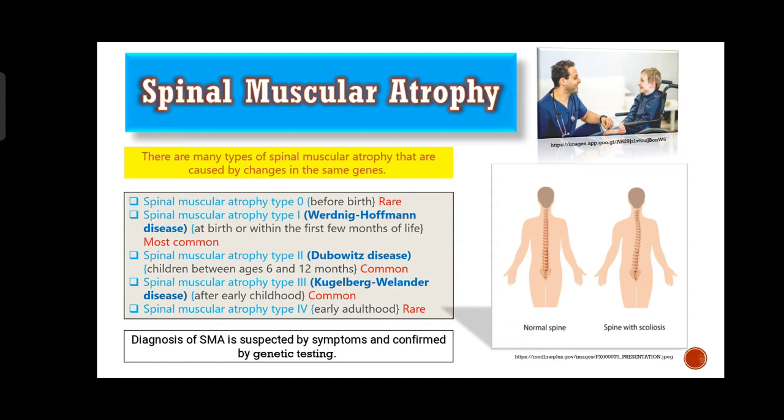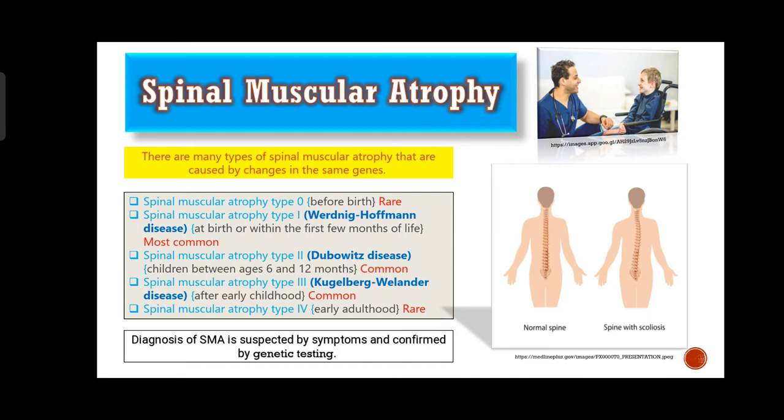Spinal muscular atrophy type 2, also called Dubowitz disease. It is a muscle weakness that develops in children between ages 6 and 12 months and it is also a common type. Children with this type can sit without support. They may need help to get up. Later in childhood, without help, they cannot stand or walk. They often have involuntary trembling in their fingers, a spine that curves side to side called scoliosis, and respiratory muscle weakness that can be life-threatening. But many people with this condition live into their 20s or 30s.